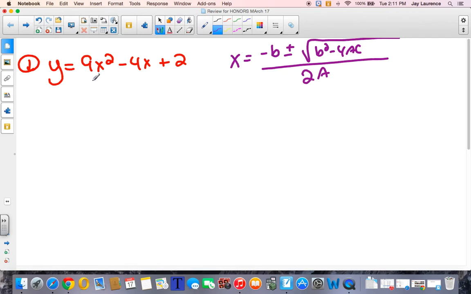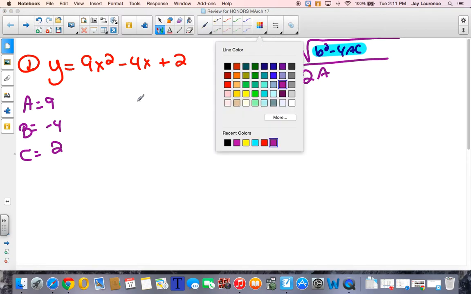Remember, I like to find the discriminant first. It tells me how many zeros there are going to be. So I'm going to go A, B, C. Easy as 9, negative 4, 2. The discriminant is the part of the quadratic formula that is under the radical symbol, or the square root symbol. So let's do it. We've got b squared minus 4ac.